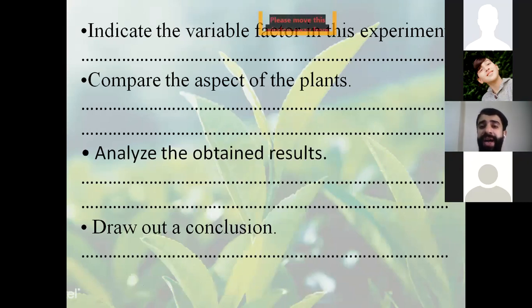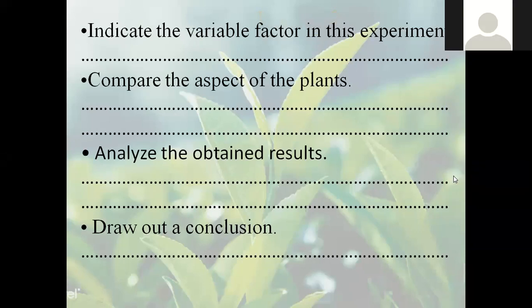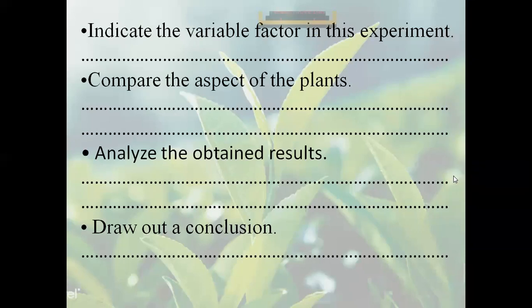Indicate the variable factor in this experiment. So Jude said that the variable factor is the water, and this is correct. Why? Because in the first experiment we have water, while in the second experiment it lacks water. So the variable factor is the difference between the two plants. In plant 1 we have water, and in plant 2 we don't have water. So this is the variable factor.